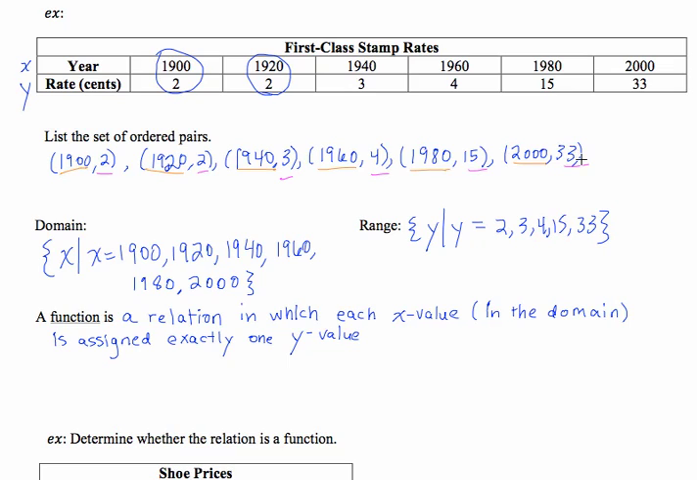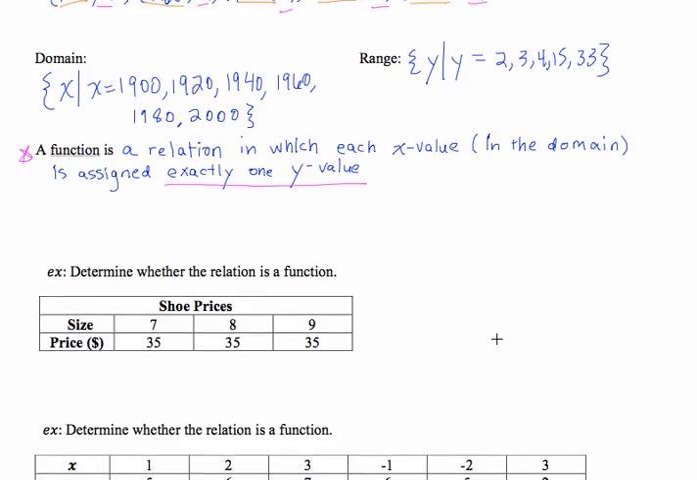Now there's a special type of relation called a function. A function is a relation in which each x value, or each value in the domain, is assigned exactly one y value. Okay, it's a relation where each x value gets exactly one y value. Okay, not all relations are functions. Some are, some aren't. So let's look at an example. Is this relation a function? It's the relation between shoe size and price.